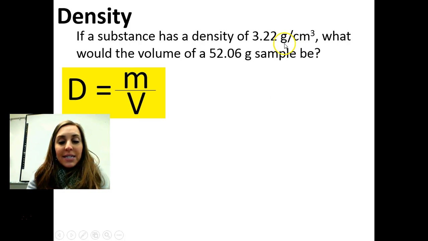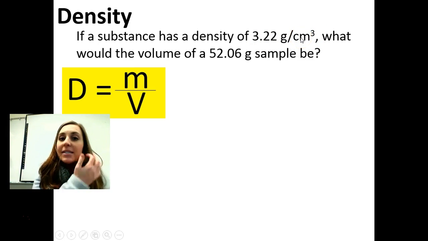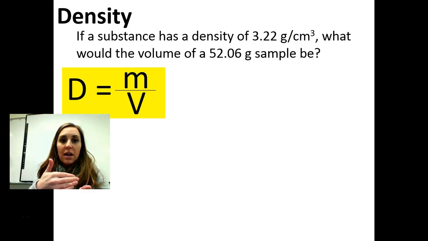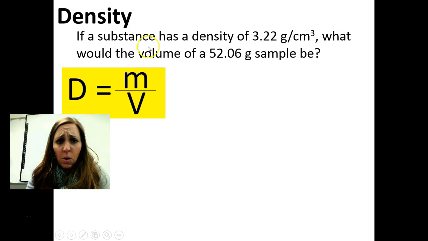All right, if a substance has a density of 3.22 grams per cubic centimeter. Last time I said milliliters, and that's generally talking about a liquid, maybe a gas, but centimeters cubed is literally measuring the length, height, and width. And so what would be the volume? What would be the volume? We're looking for V, so this is going to be our variable, of a 52.06 gram sample.